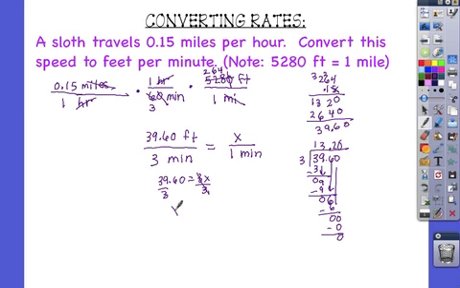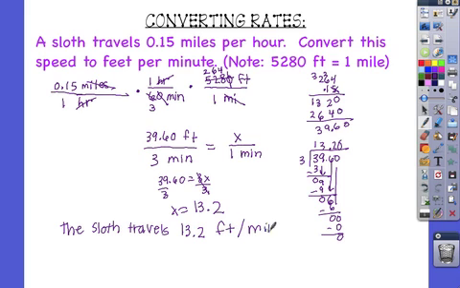And we find that x equals 13.20, or 13.2, which means that the sloth travels 13.2 feet per minute.